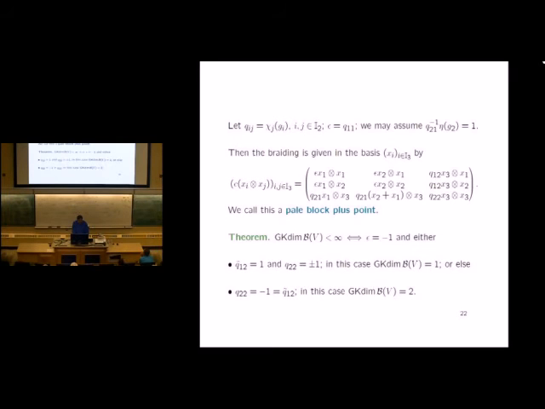And in this case, we can prove that the Gelfand-Kirillov dimension is finite if and only if epsilon is -1, so the block is V -1, 2, and either Q12 tilde is 1 and Q22 is -1, in which case the Gelfand-Kirillov dimension is 1, or the other case is where Q22 is -1 as well as Q12 tilde, and in this case the Gelfand-Kirillov dimension is 2. And this is the only case that we found where the Gelfand-Kirillov dimension is 1 so far.